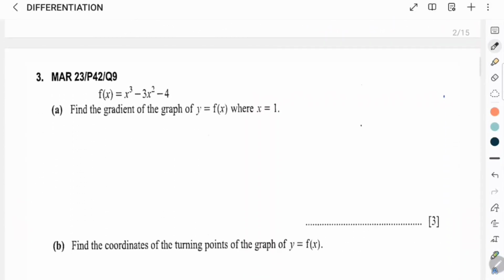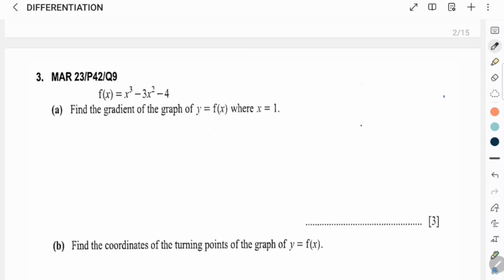Question number 9, March 2023, paper 4-2. Almost our recent papers. So f(x) equals x cubed minus 3x squared minus 4. Find the gradient of the graph y equals f(x) where x equals 1. Here we have to find out the gradient, so we have to find the derivative and put the value of x.